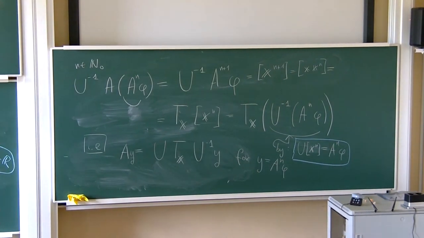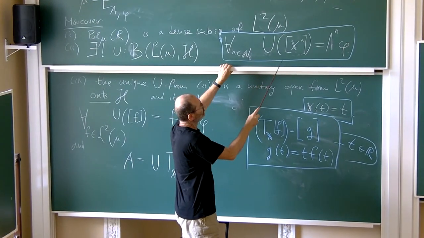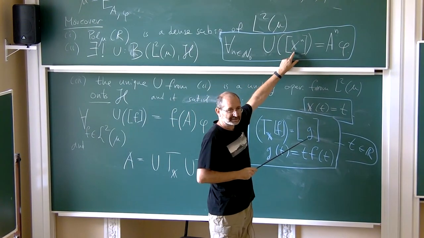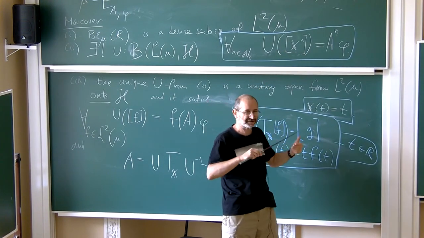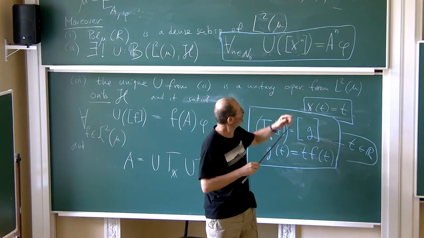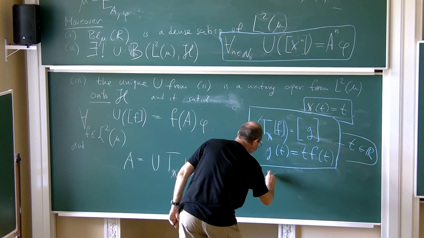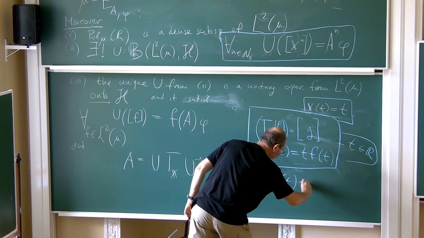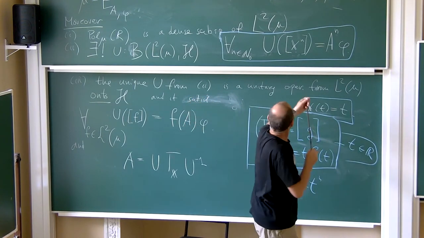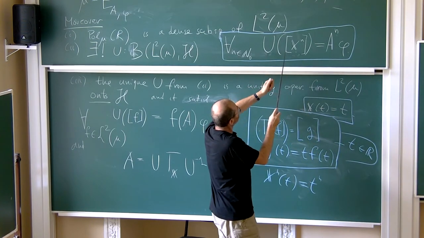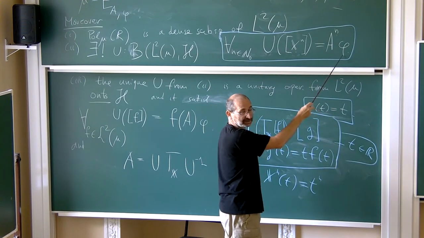So, we know what we know. We know that our unitary operator shifts all the monomials, the functions of the form t to the power n. This is the function x to the power n, which means that x to the power n of t is just t to the power n, so this is a monomial. So we know that it shifts such a class of the monomial onto such an element.